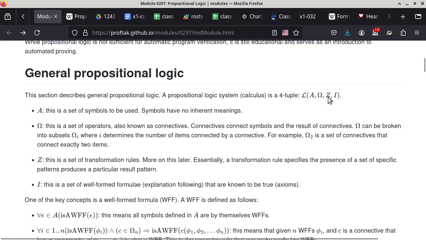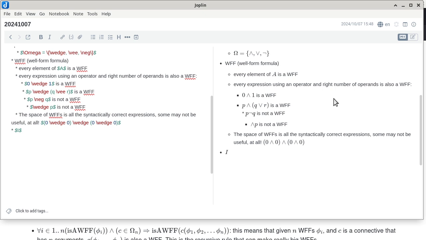So the big Z is the next one. We'll talk about that last. That's the set of transformations. But I need to talk about iota first because we need a starting point for the transformations.